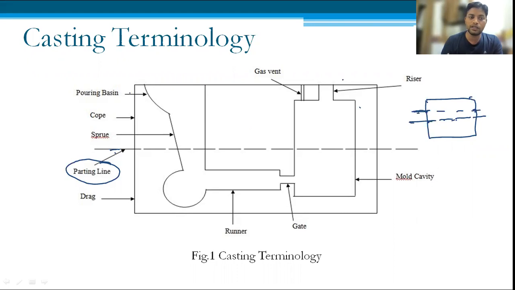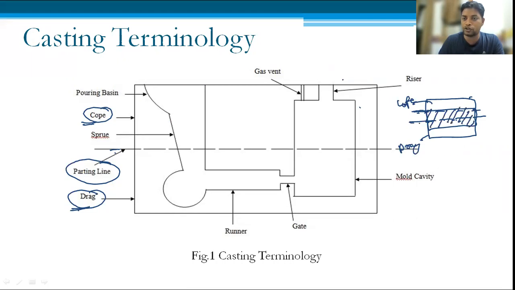Here the top part is called the cope, and the bottom part is called the drag. Sometimes the question can be asked that we are using three parts as well. So this is the cope, this is the drag, and this is the third part. Now the parting line should be divided equally to this third part, which we call the cheek.